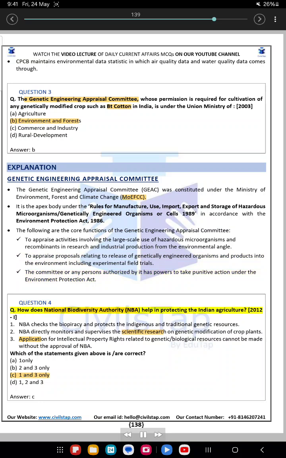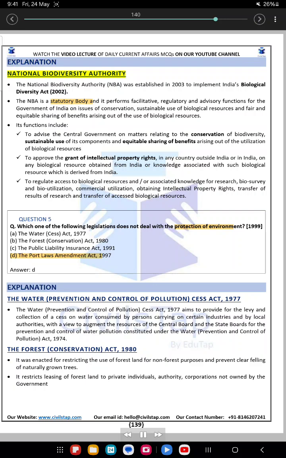Question 4. How does National Biodiversity Authority (NBA) help in protecting the Indian agriculture? 1. NBA checks the biopiracy and protects the indigenous and traditional genetic resources. 2. NBA directly monitors and supervises the scientific research on genetic modification of crop plants. 3. Application for intellectual property rights related to genetic, biological resources cannot be made without the approval of NBA. Which of the statements given above are correct? A. 1 only. B. 2 and 3 only. C. 1 and 3 only. D. 1, 2 and 3. Answer C. Explanation. National Biodiversity Authority.